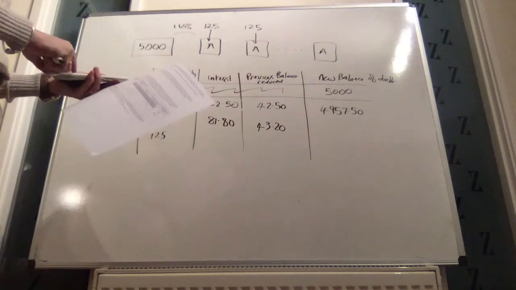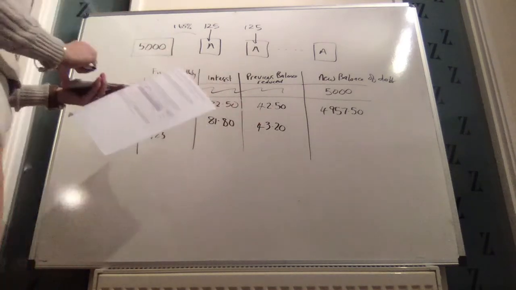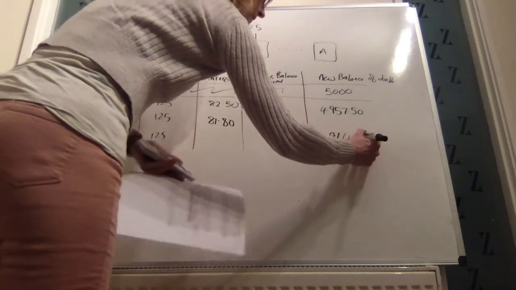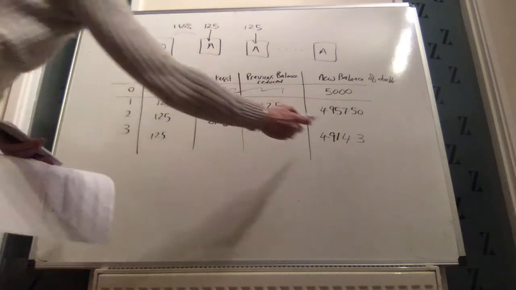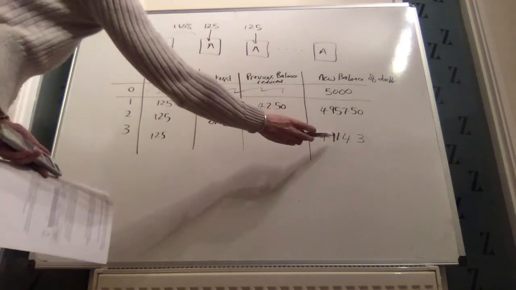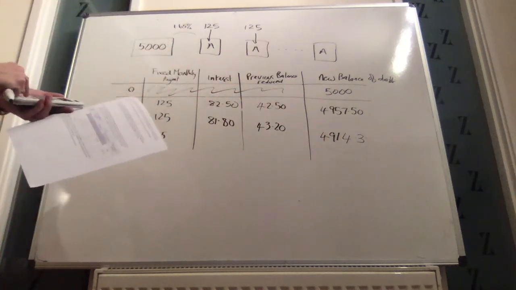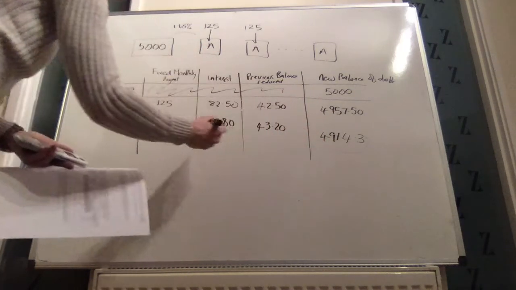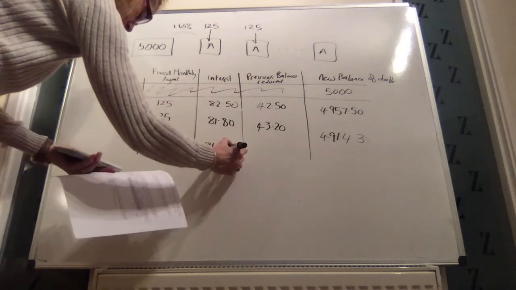So 4957.5 take away the 43.20 leaves you with 4914.3. Now let's look at the third month because that should help you. That's what he owes going into the third month, but at the end of the third month he's going to owe that plus interest. So 1.65% of that number is the interest that he's going to have added on at the end of the month.